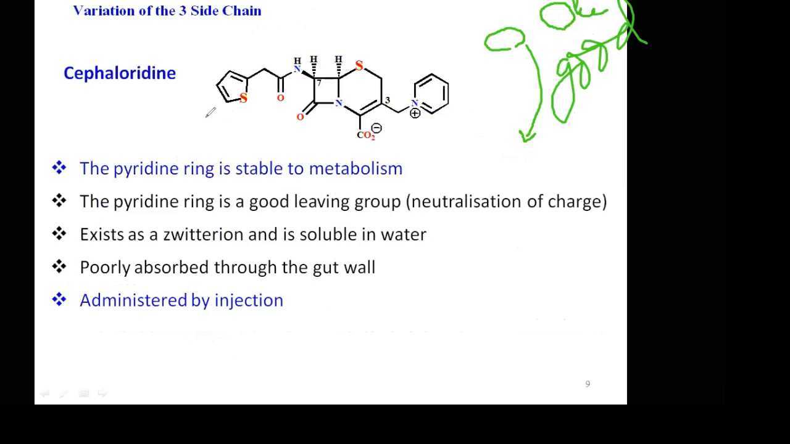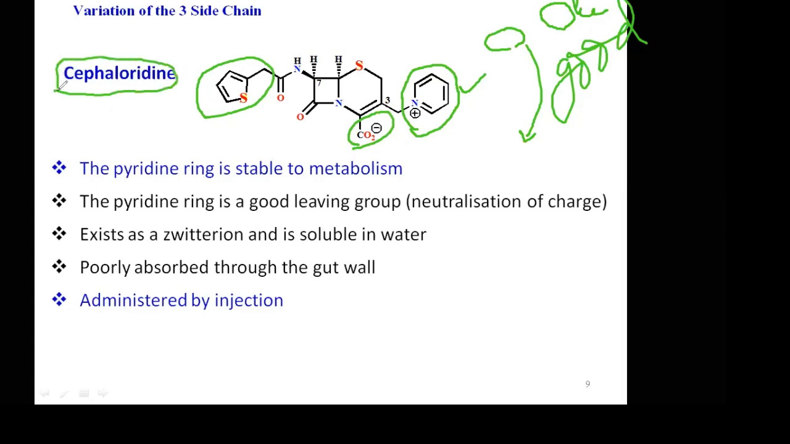This is the same thiazole ring, everything is the same. Instead of the acetoxy group, they placed a pyridine molecule here. Now this molecule is stable, it's a good leaving group, and this carboxylate group can react with the beta lactamase enzyme. So what is the drug name here?